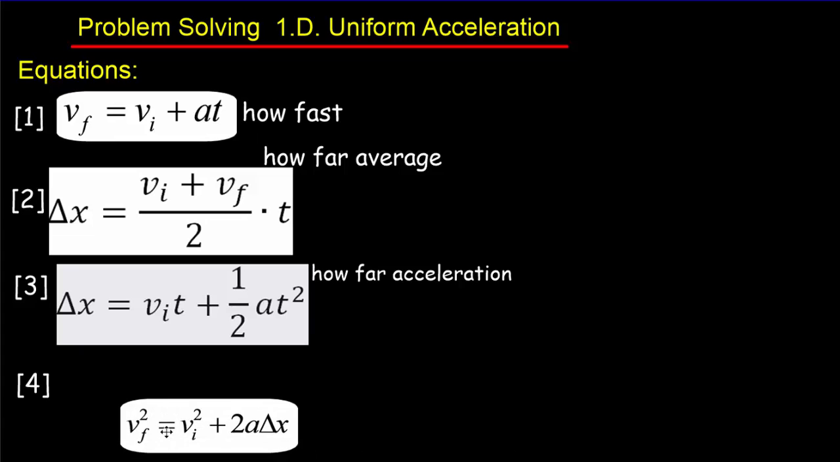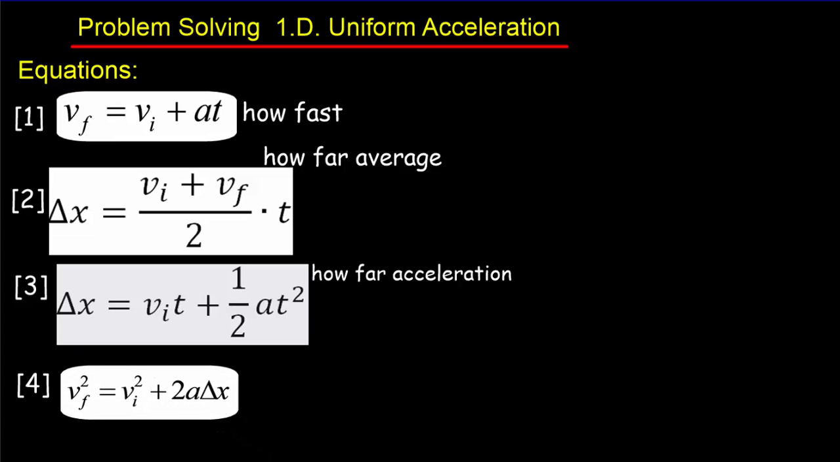Fourth equation, final velocity squared equals the initial velocity squared plus 2 times the acceleration times the displacement. I like to call that the no time equation, and that's because time does not appear in this equation. And that's going to lead to an important strategy later on.